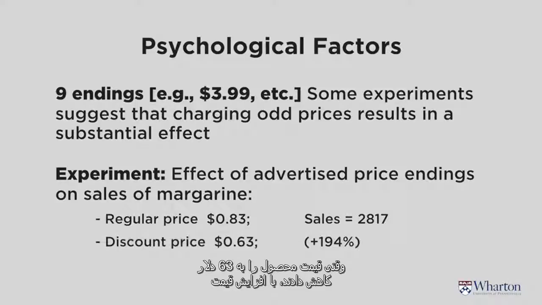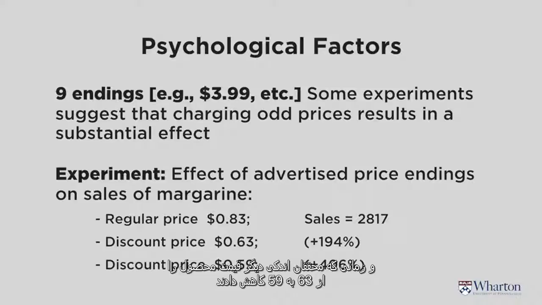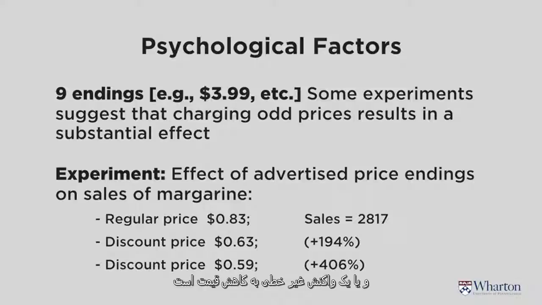When they discounted the product to 63 cents, price went down, demand went up, increased by quite a lot, almost 200%. So dropping the price 20 cents led to a 200% increase in demand. However, when the experimenters dropped the price just a little bit more, from 63 down to 59, then the increase relative to the 83-cent price was 406. So that's a classic example of a threshold or a non-linear response to a price reduction. Just by taking off another 4 cents or a small percentage, you almost doubled the lift that you got.